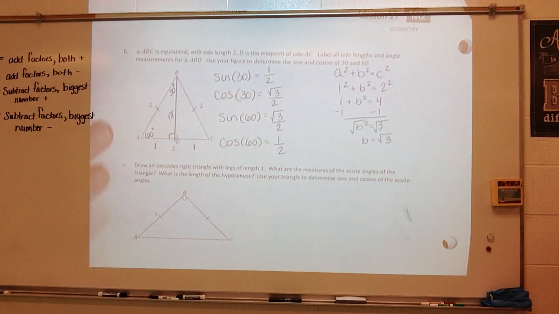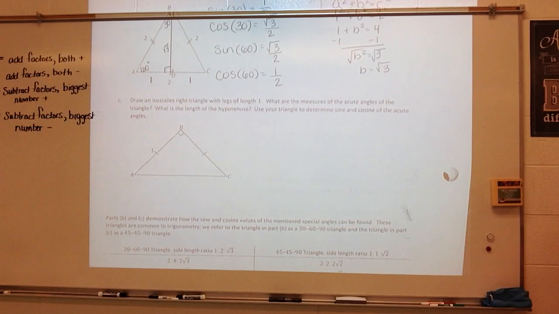Draw an isosceles right triangle with legs of length of 1. What are the measures of the acute angles of the triangle? What is the length of the hypotenuse? Use your triangle to determine sine and cosine of the acute angles.